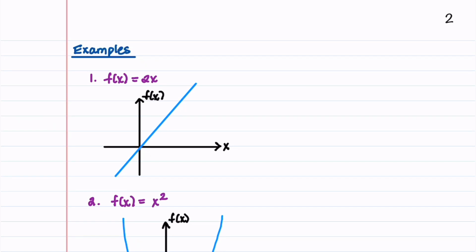Let's return to our three examples and see how the horizontal line test works. Our first function is f of x is equal to 2x, and I've graphed it here. We'll draw a series of horizontal lines and see how many times they intersect the graph. Each horizontal line intersects the graph only once. Because of this, f of x is equal to 2x is one-to-one and has an inverse.